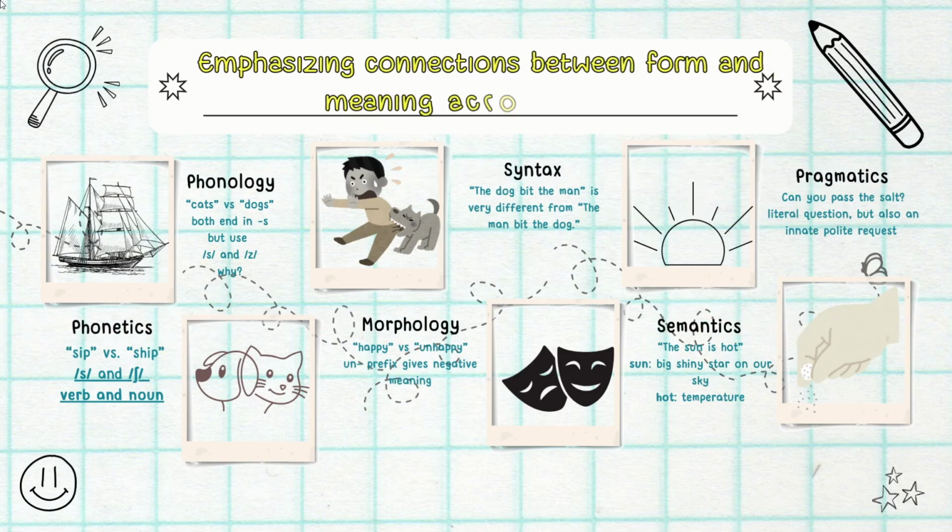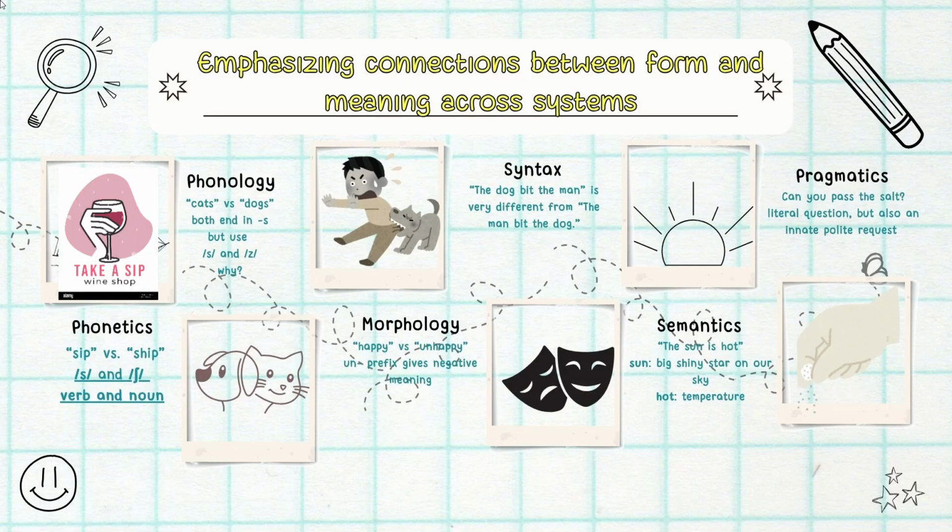meaning. So phonetics looks at the physical sounds of speech, how we make and hear them, and how even a small sound change affects meaning. For instance, sip versus ship, and how s versus sh changes the meaning radically, the first one being a verb and the other one being a noun.